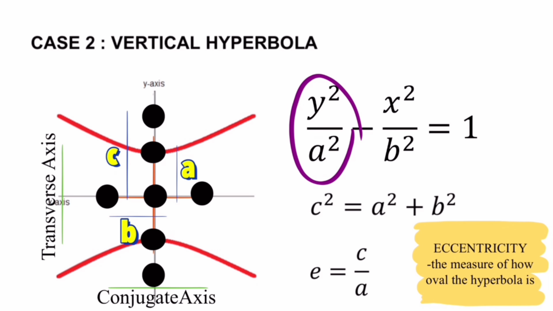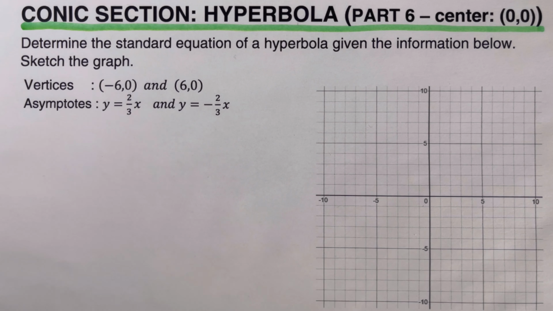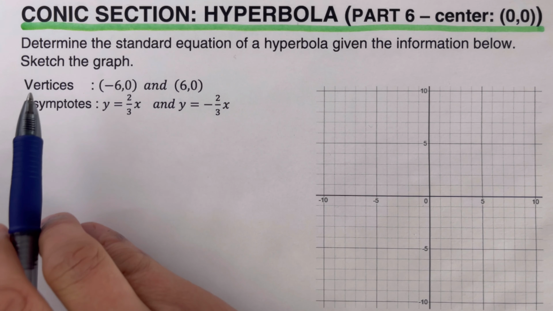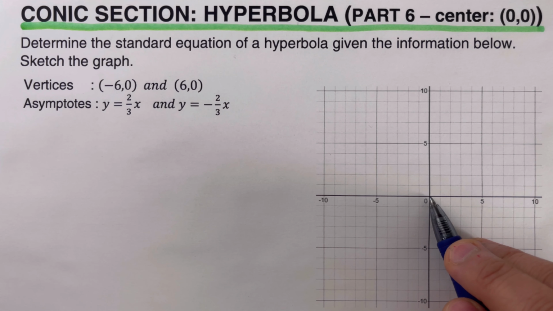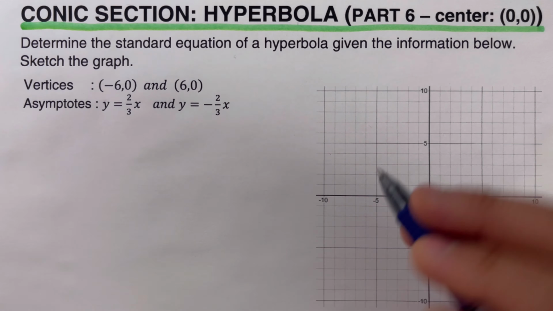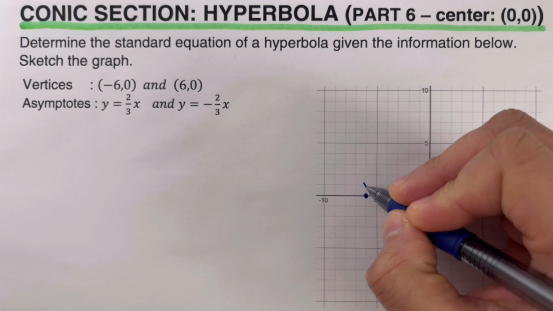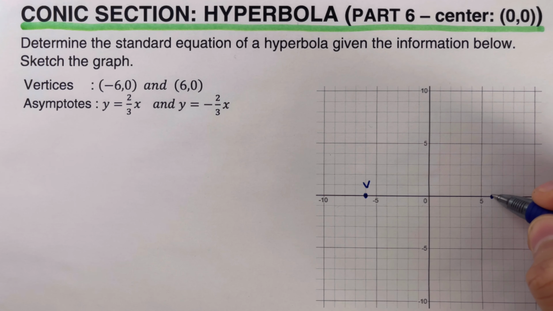So these are the two cases and the equations of a hyperbola with center at 0, 0, or at the point of origin. Okay, so let's go over the problem here. We're given the coordinates of the two vertices, negative 6, 0 and positive 6, 0. So the two vertices are located along the x-axis. It goes to the left at negative 6, 0. So this is our first vertex, while the other vertex is located across.